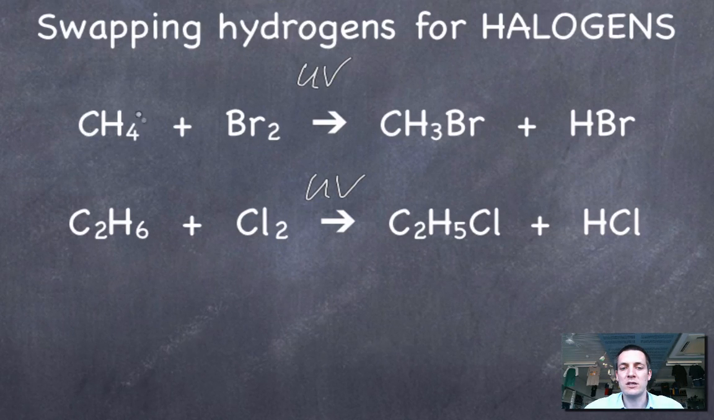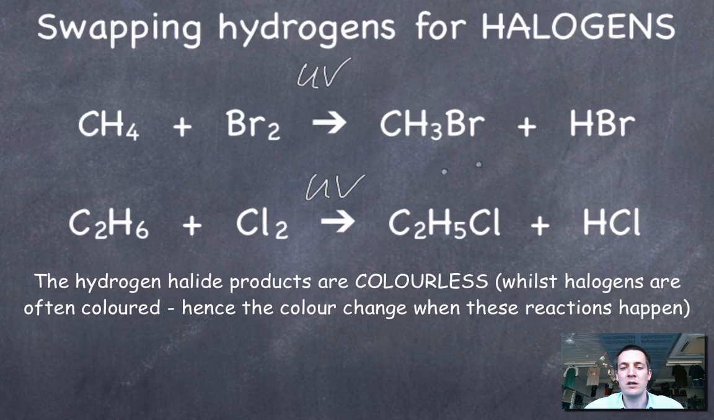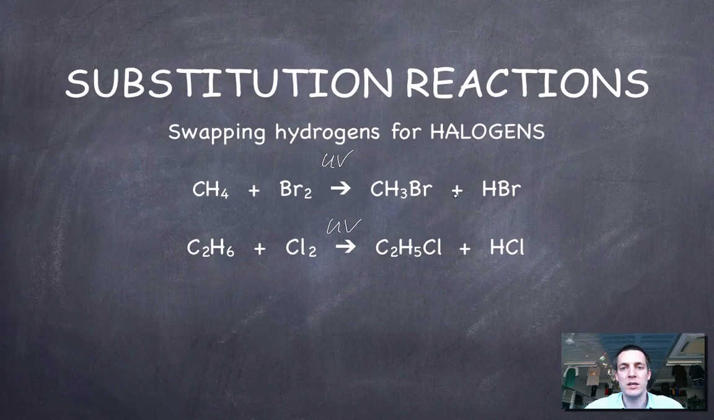So what you'll see here is that the CH4 loses a hydrogen but gains a bromine atom, and then we're left with HBr. If ethane reacts with chlorine, we're going to swap one of the hydrogens for a chlorine, but we'll be left with HCl. So writing the equations is actually quite simple here.